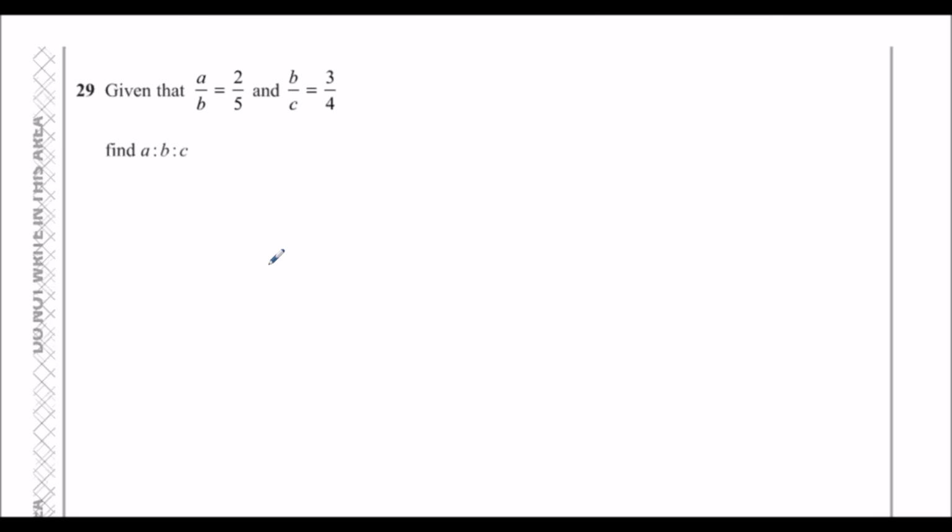Question 29. Given that A over B equals 2/5, so I'm just going to rewrite this as a ratio straight away. So A to B is 2 to 5, and B to C is 3 to 4. We need A to B to C. So we've got 2 to 5 and 3 to 4.